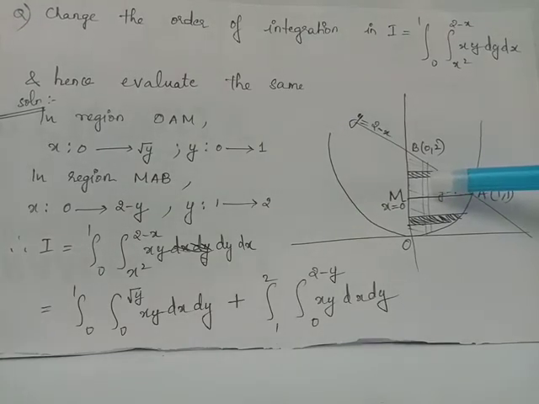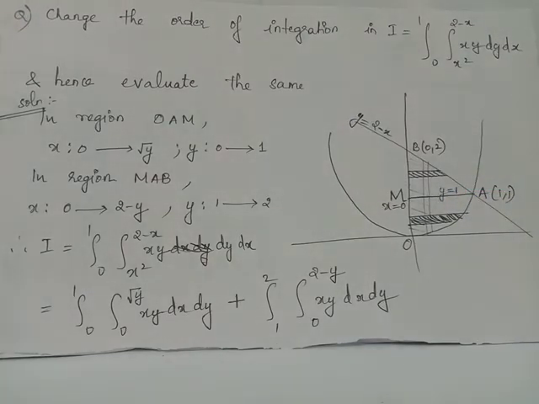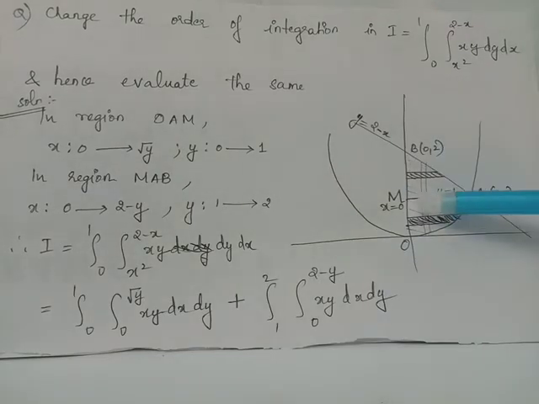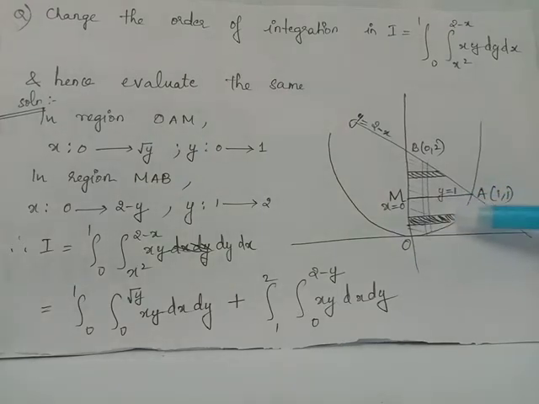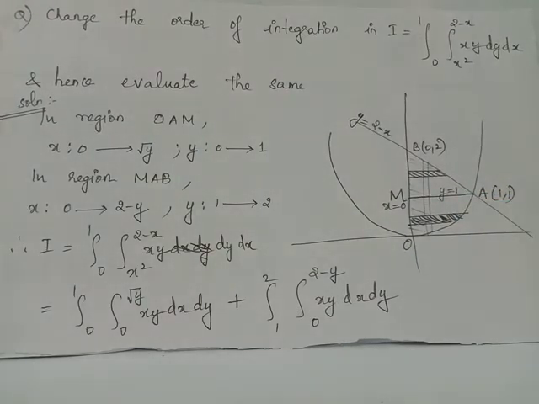In this region above y equals 1, we will have to allow this horizontal strip to slide from y equals 1 to y equals 2 to trace this triangular shaded region which lies above y equals 1. In order to trace the shaded region below the line y equals 1, we will have to allow this horizontal strip to slide from y equals 0 to y equals 1.